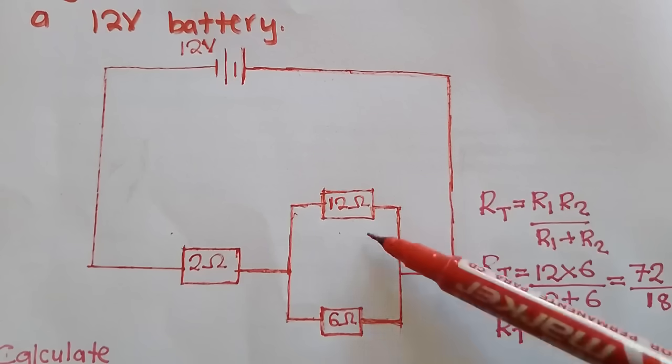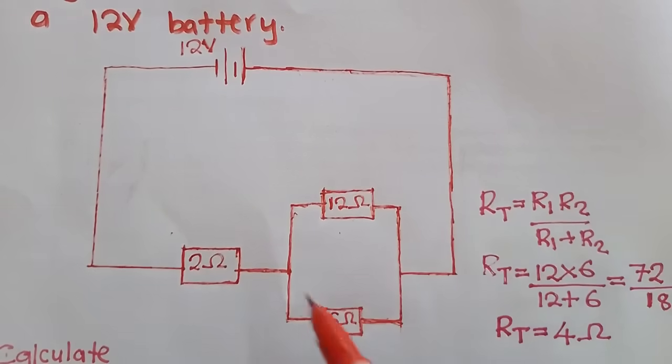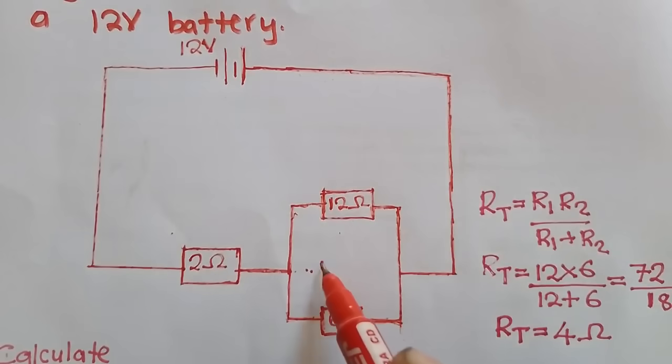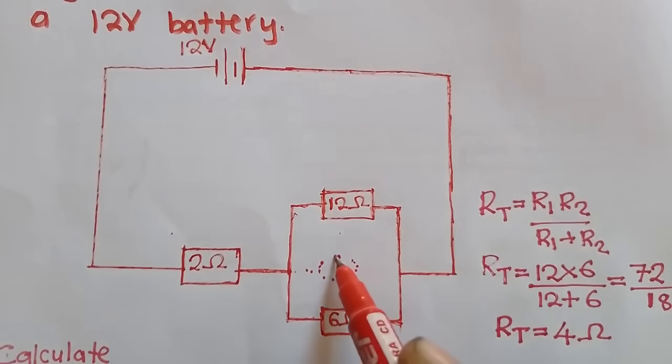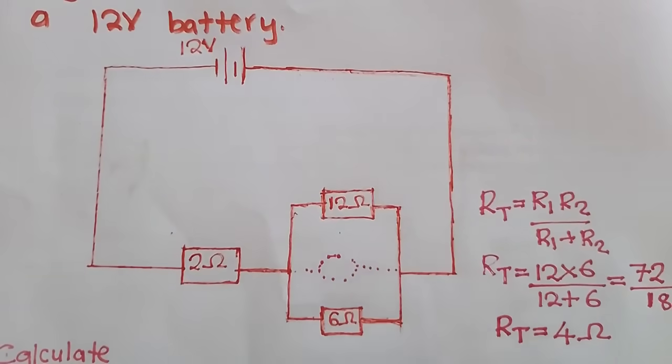Which means that what I've formed is the total resistance here. I'm just going to draw this so that we understand. What is here is the 4 that I've calculated, which is the total resistance between these two.